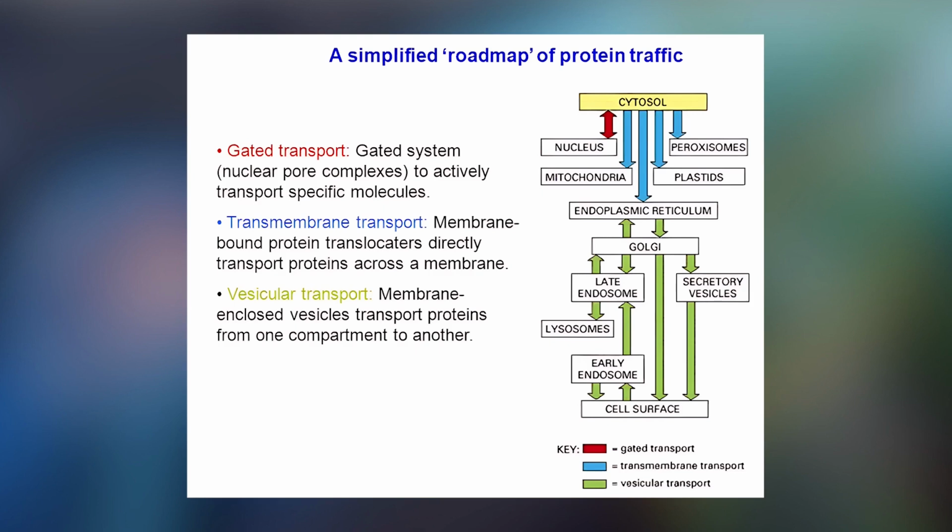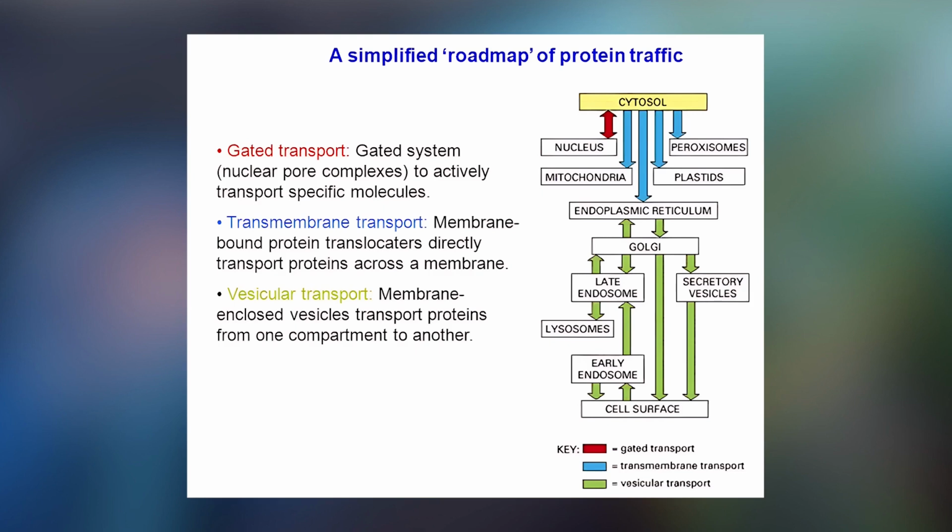Well, there are two other mechanisms, again, aside from vesicular transport, that are used here. The first is called gated transport, which is used to get access to the nucleus. And the second is called transmembrane transport, which is used to gain access to the mitochondria and chloroplasts, as well as into the endoplasmic reticulum in the first place. So what we're going to do for pretty much the entire rest of the episode is look at each of these three mechanisms in more detail.